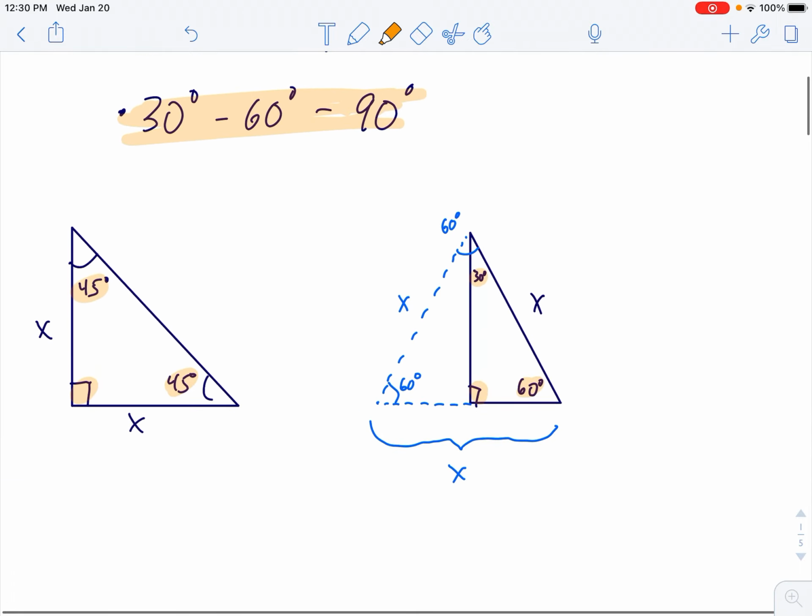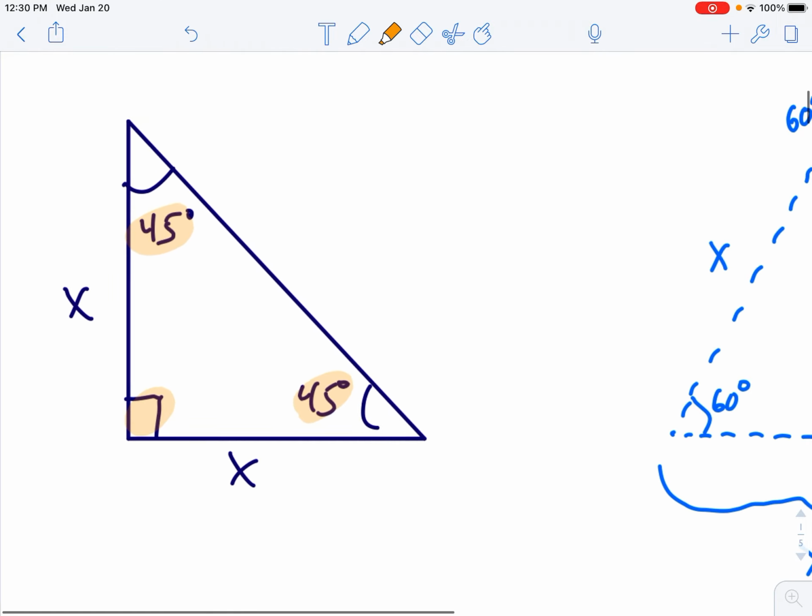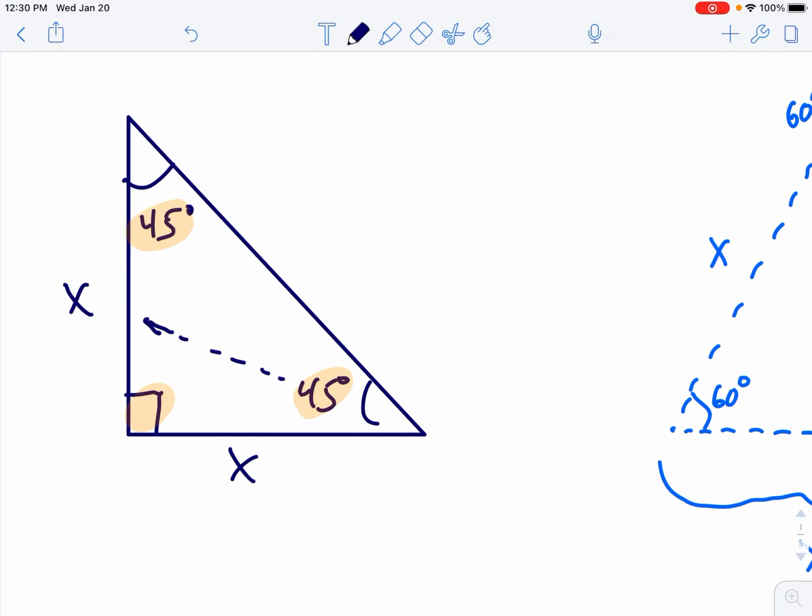Okay, with a 45-45-90 triangle, there was a theorem back in geometry that basically said if two angles in a triangle are equal to each other, then the sides opposite those angles would have to be equal to each other as well. And if you recall, that's called an isosceles triangle. So as long as those two angles equal each other, then these two sides equal each other. And that's the way it is in a 45-45-90 triangle.